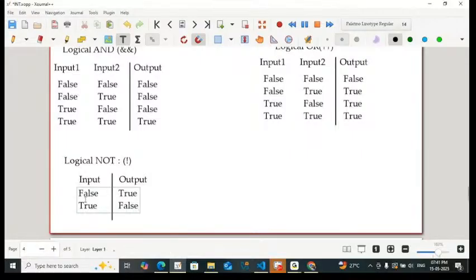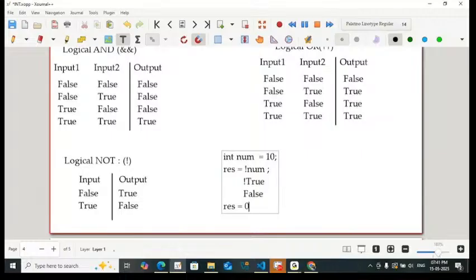In the case of logical NOT, for example, let's say I have an integer variable called num whose initial value is 10. I'm going to write result is equal to NOT of num. So num is nothing but 10. 10 is a non-zero value which is treated as true. So I should find NOT of true. NOT of true is false. The decimal equivalent of that is 0. So result gets assigned with 0.